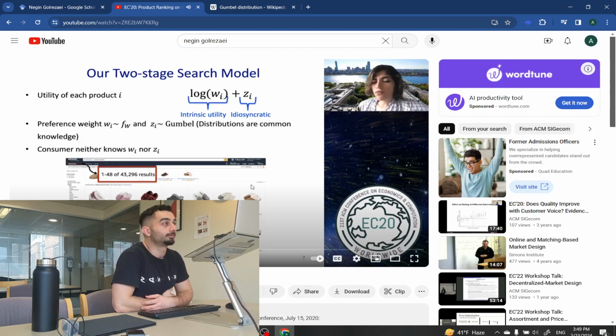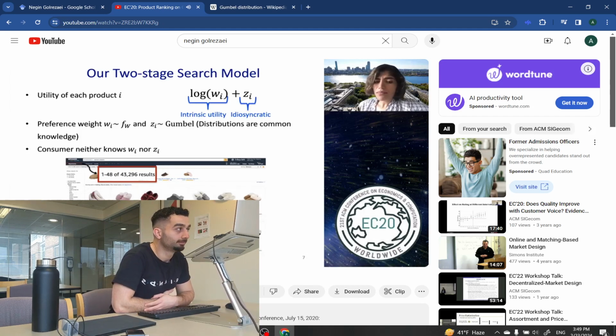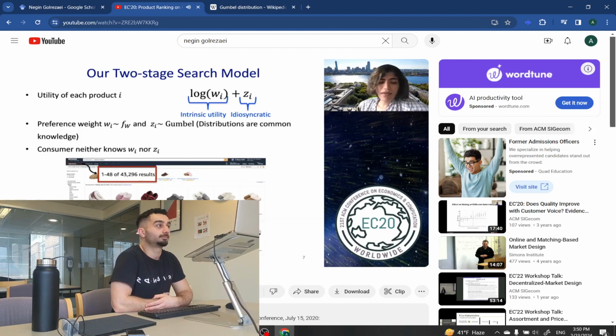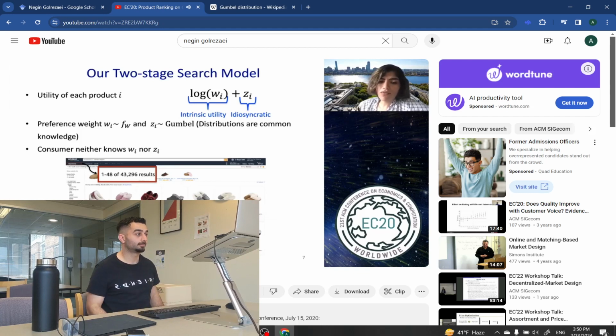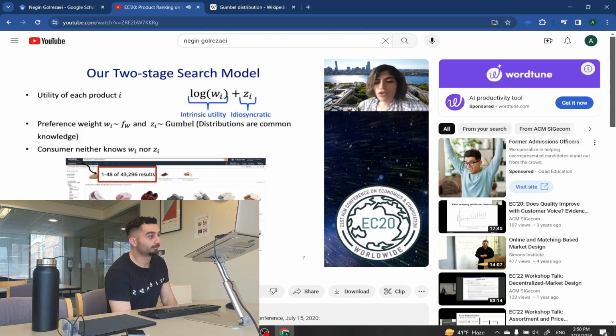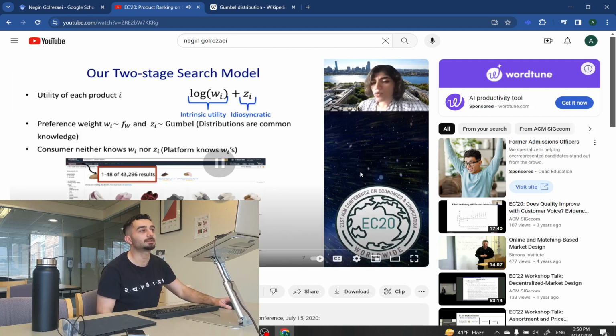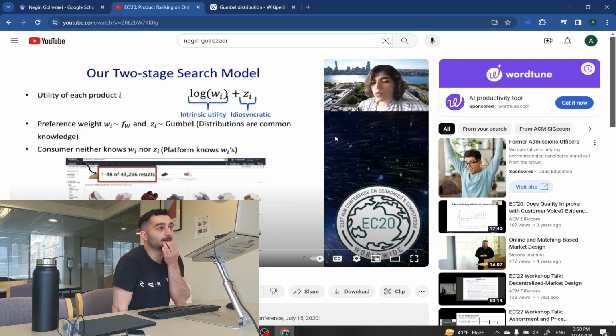And for such a setting, it makes sense that we assume the consumer does not have any information about any of the products that he or she is supposed to see. But the platform. Oh, okay, now it's good. Wait a second. What is log WI and what is ZI in the example? The consumer knows neither WI nor ZI. The platform knows WI. Well, what are they?